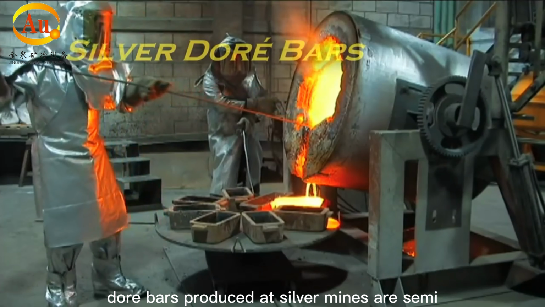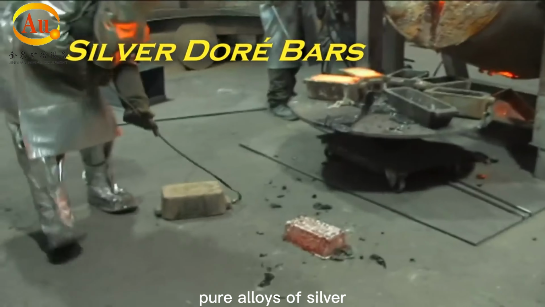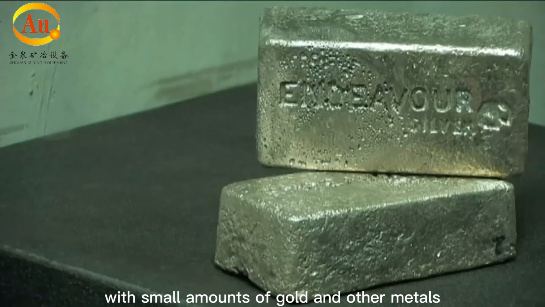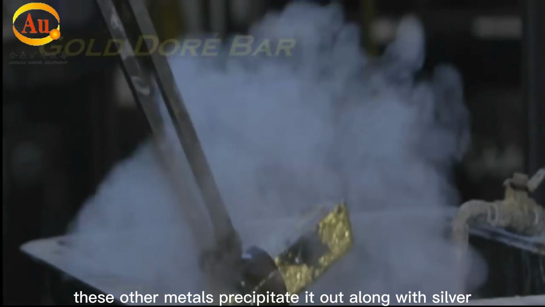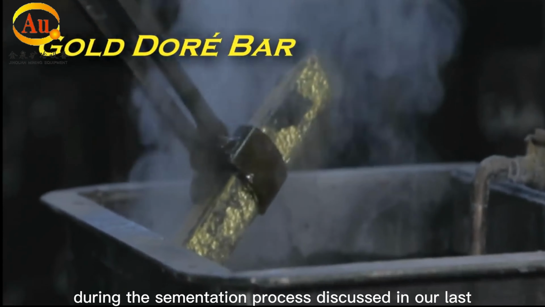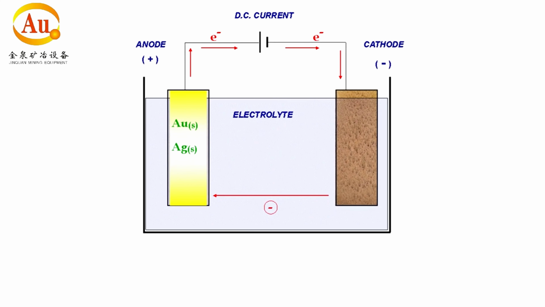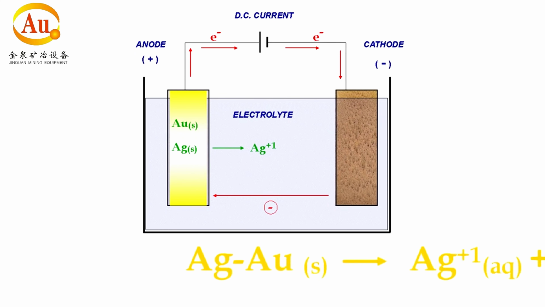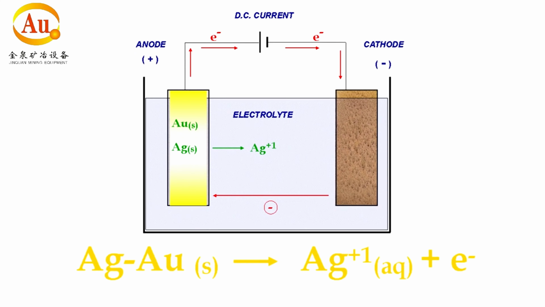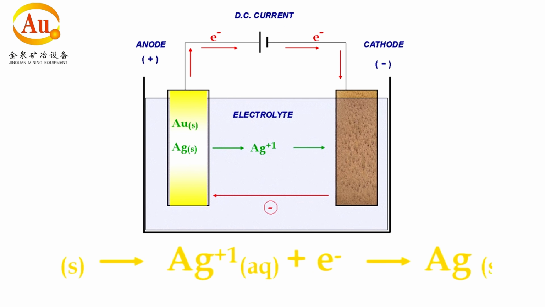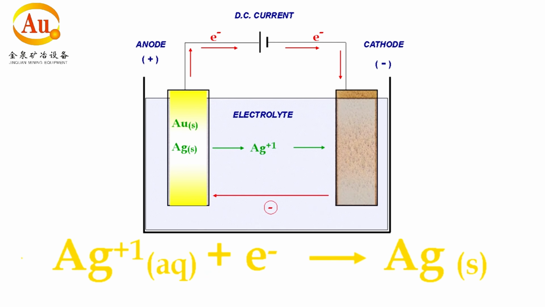Doré bars produced at silver mines are semi-pure alloys of silver with small amounts of gold and other metals. These other metals precipitated out along with silver during the cementation process discussed in our last video. The gold-silver alloy metal is used as an anode, and the electrolysis draws the silver into solution as the silver is stripped of electrons and transformed into silver ions. The silver ions then take back electrons as they plate onto the adjacent cathodes. The result is pure silver depositing on the cathodes and a gold-rich material being left behind for further refining.